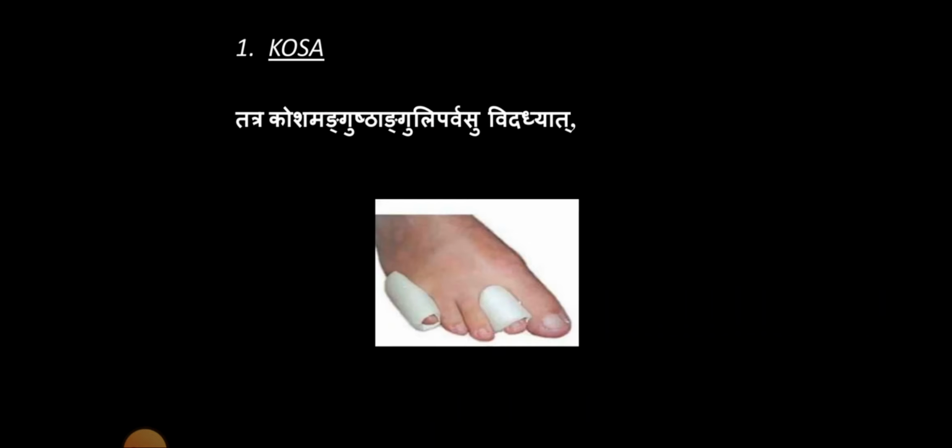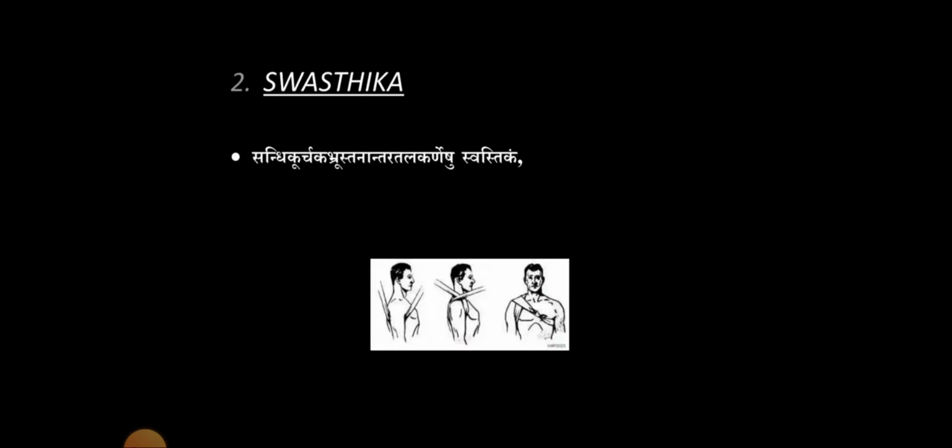Kosha means pocket or purse. In the picture you can see how a kosha bandha looks. That is the joint or in the fingers, in the thumb and the index finger mainly it is told. So this kind of kosha bandha can be utilized for fingers and the site of amputation.